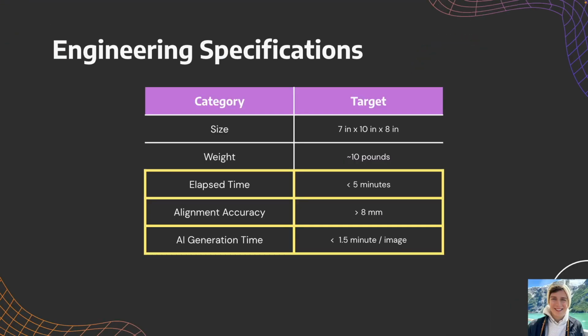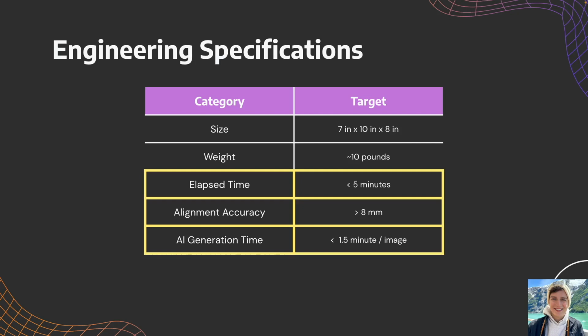As you can see, we have several categories of specifications. Size. Our target dimensions are 7 by 10 by 8 inches, ensuring the device is compact and portable. Weight. We're aiming for a weight of less than 10 pounds, making it manageable for users to handle and transport.